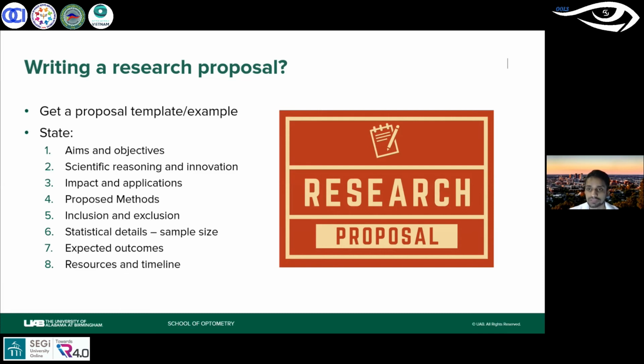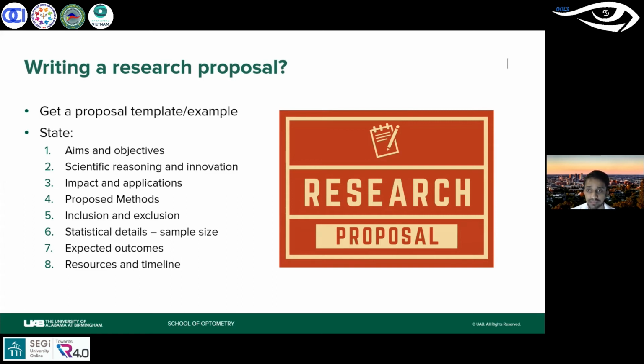Proposed methods is where you're going to do the measurements. Do you have the machines, etc.? Inclusion and exclusion: who are going to be your patients, and whom are you going to exclude? Statistical details, especially sample size. A lot of students struggle with this, and rightly so, because we are optometrists, not statisticians. We are not supposed to know everything about this. It's a detailed area. However, having said that, you have to have a rough estimate, and there are ways to calculate it, and you can do this online very easily.